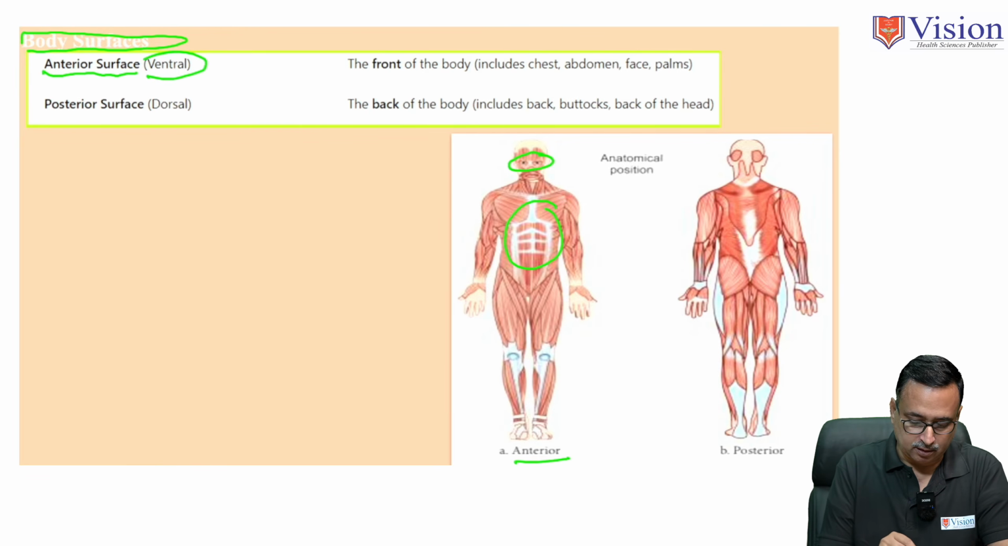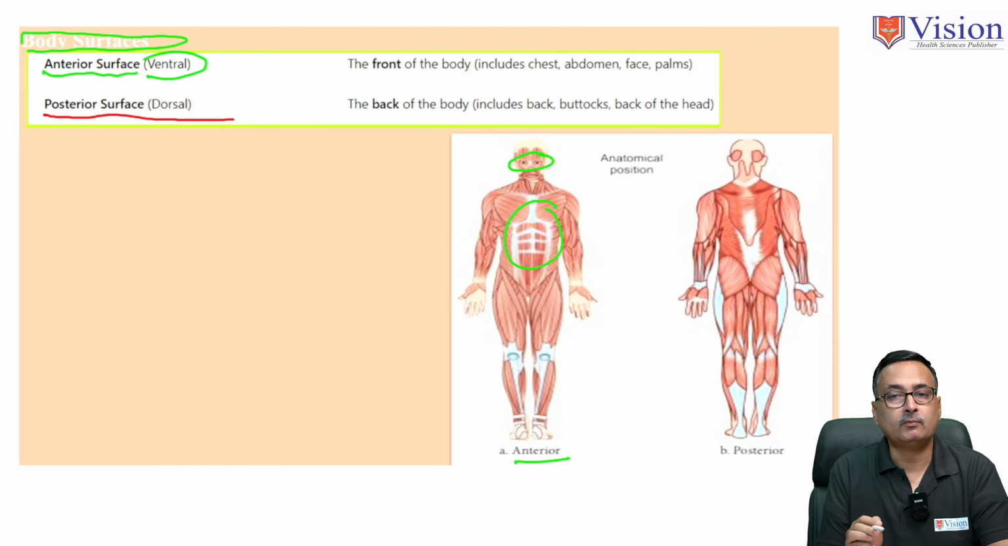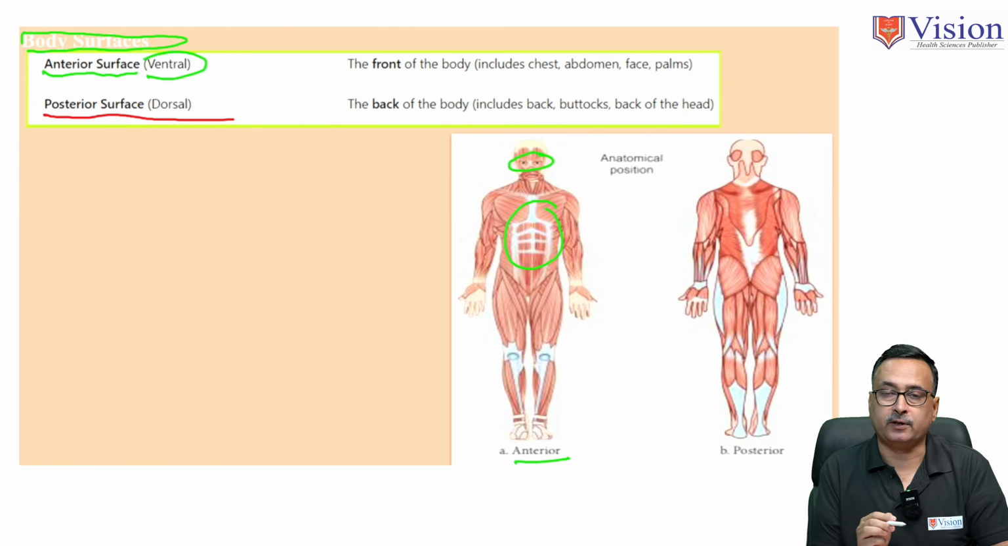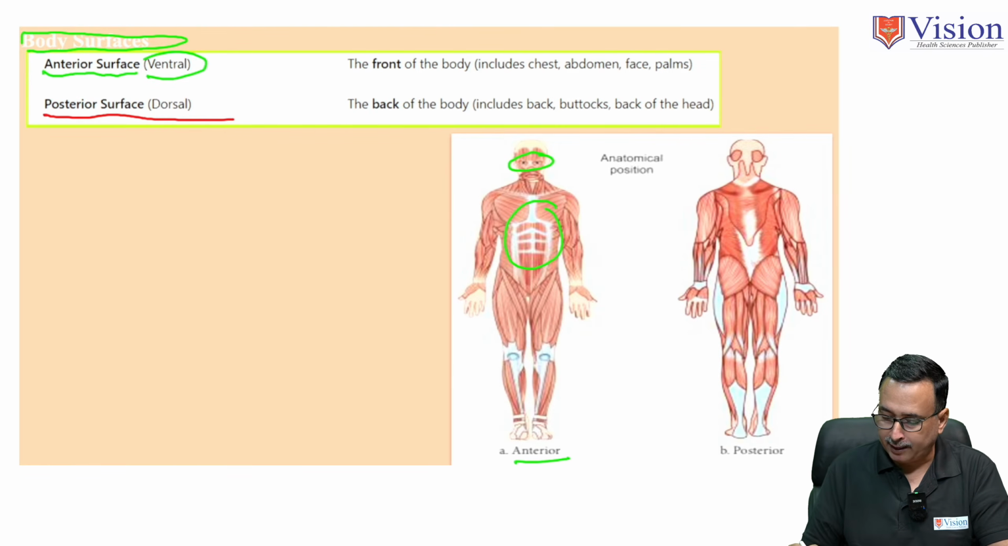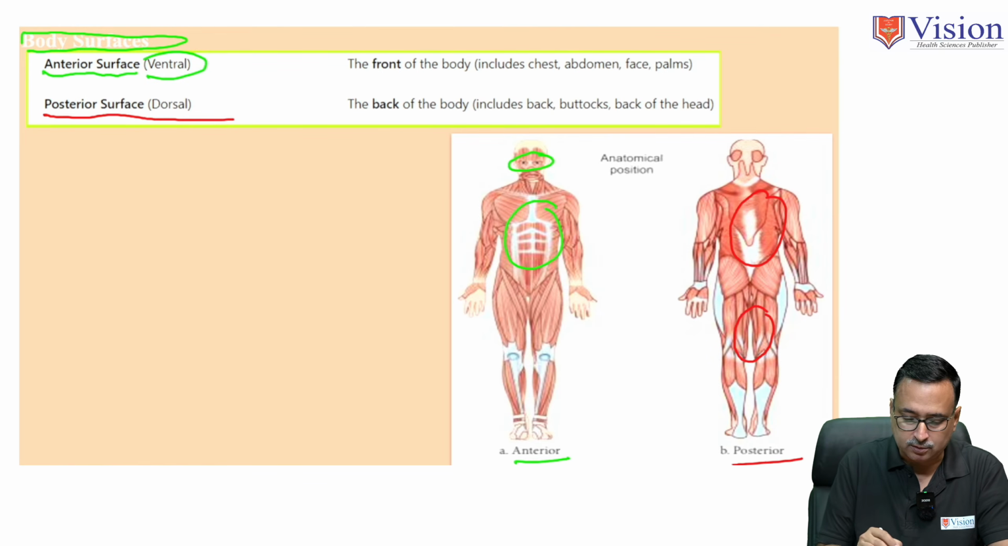Opposite to this is the posterior surface, is the surface towards back, towards thighs, and is also called the dorsal surface.